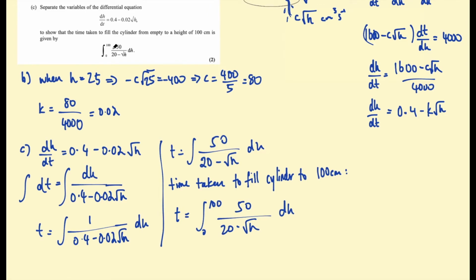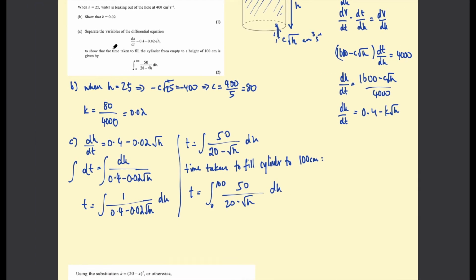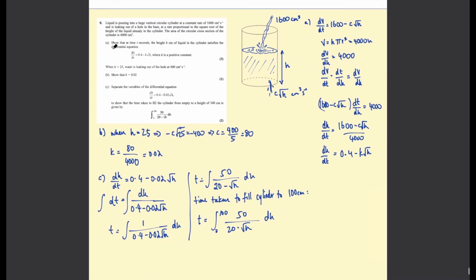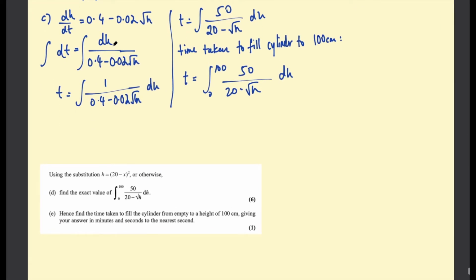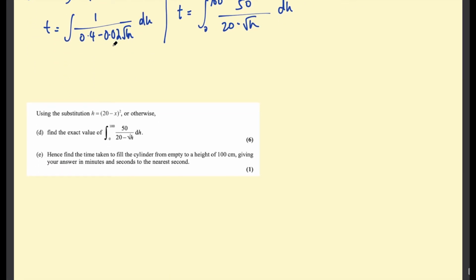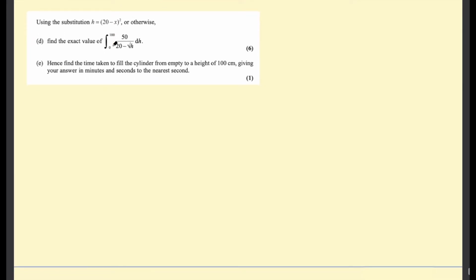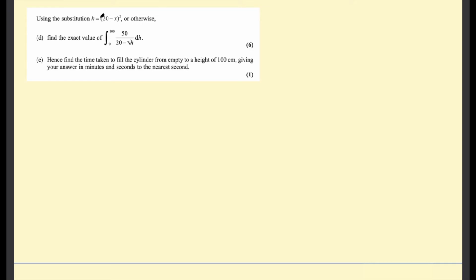Okay, so that was parts A, B, and C. Zoom out a little bit so we can see those. Let's get on to the hard stuff though. So part D was the 6-mark question, the big part of this question. It says using the substitution h equals 20 take x squared or otherwise, find the exact value of this integral that we just found. Okay, I am going to use that substitution. There are other ways to take this integral if you want to do it differently, but I will use this substitution as I think it makes the most sense.